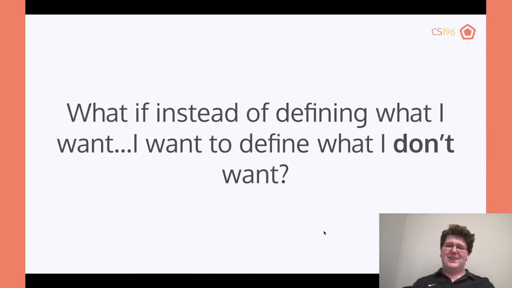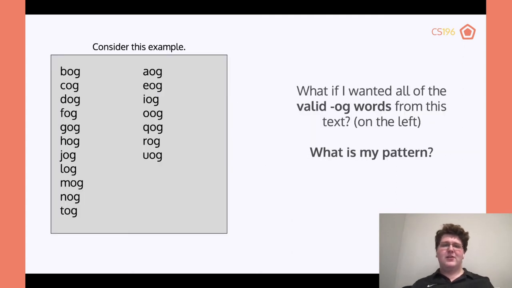So what if instead of defining what you want, you define what you don't want? And so this is a really key concept because maybe you want to get everything except for numbers. And so here's an example, right? We have a bunch of three-letter words. On the left are all the three-letter words I could think of quickly that end in OG. And then on the right are some that don't. So in this case, what if you wanted all of the OG words that aren't invalid? On the right-hand side, we have a shorter list of ones that are invalid. So what is the pattern?